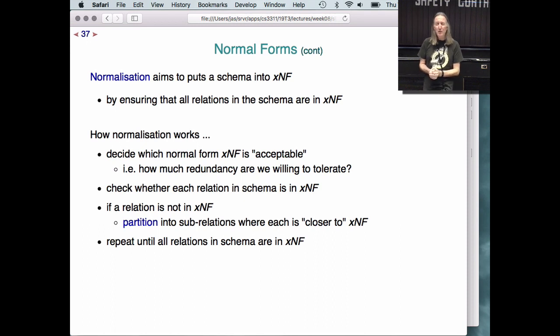So the process of normalisation is one that tries to put a given schema into a particular normal form. Now obviously the first thing you check is, is the schema already in that normal form? Yep, I'm done. I don't have to do anything. But in fact, the very first thing you do is decide what normal form you're interested in. So typically, as I said, we choose BCNF or 3NF.